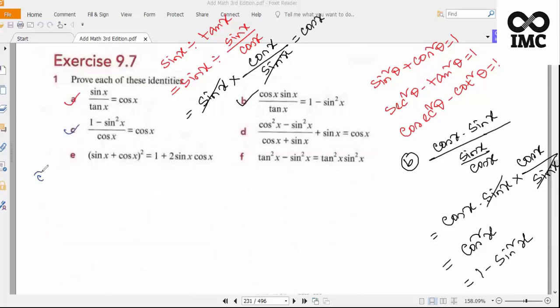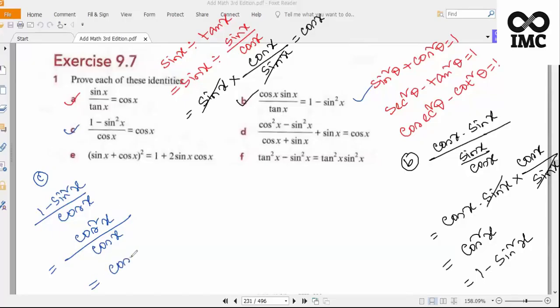Now, number C. Number C says 1 minus sin² x divided by cos x. We need to convert this one into cos x and prove it. From the identity sin² plus cos² equal to 1, we can write cos² equal to 1 minus sin². So instead of 1 minus sin² x, we can write cos² x. So cos² x divided by cos x. After cancelling, we will get cos x. And that is actually the right hand side.